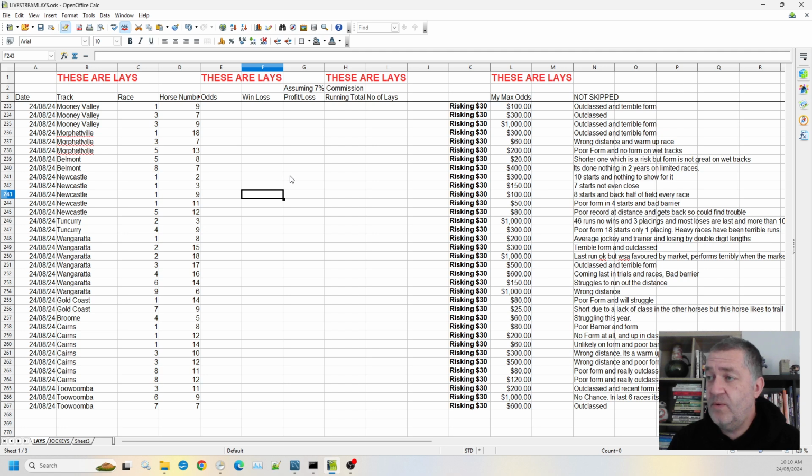So we've got number two. It's had 10 starts and shown nothing in those 10 starts, so that'll go up to $300. We've got number three up to $150. It had 7 starts and again, hadn't got close to even winning a race. We've got number nine up to $100. It's had 8 starts and has been at the back half of every single field that it's raced in.